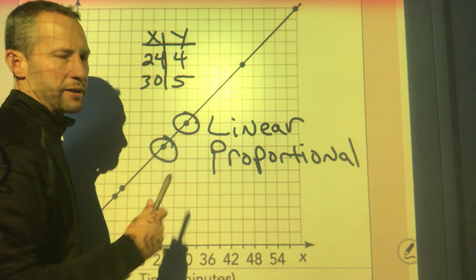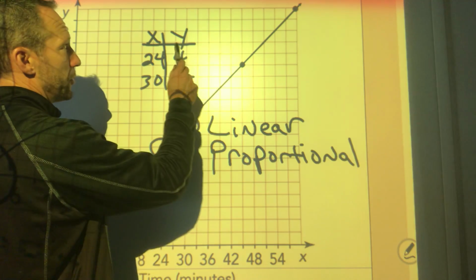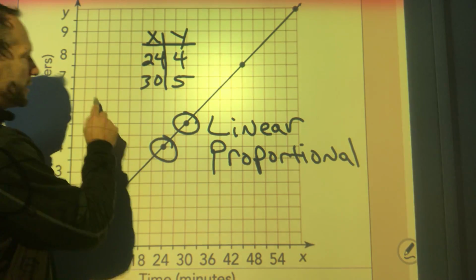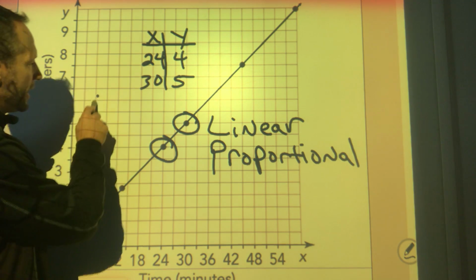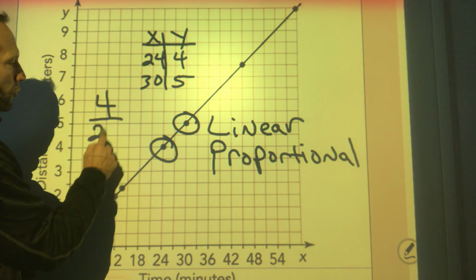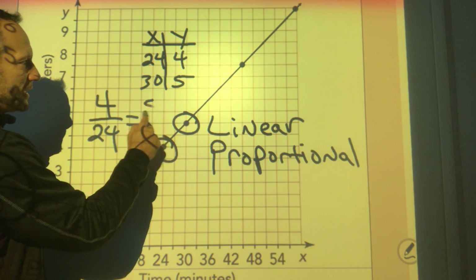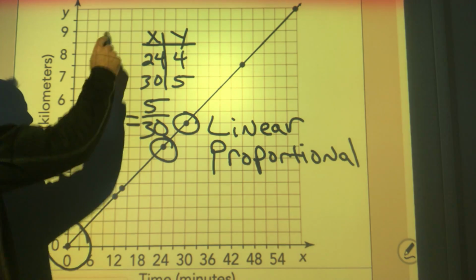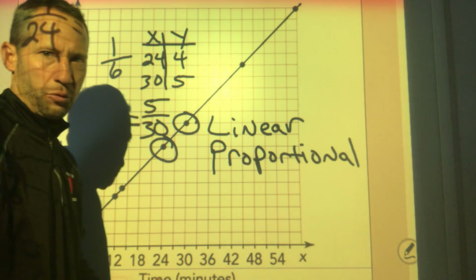So I'm going to do it in the correct order. I'm going to put the Y over the X, but I could do it either way, and I'm going to still find the same thing. You'll see in a moment why I did Y over X. But if I do 4 over 24, I can see that that is equivalent to 5 over 30. Both of these are equivalent to 1/6 in lowest terms.